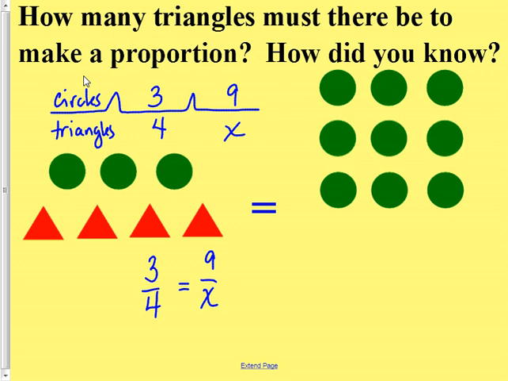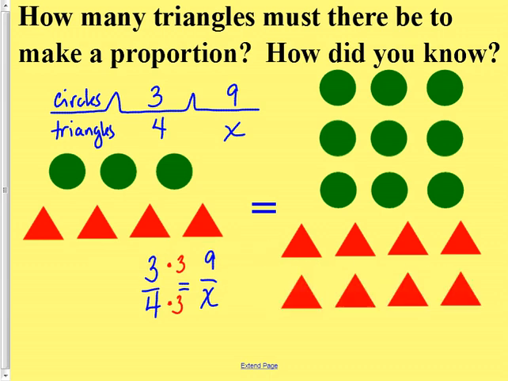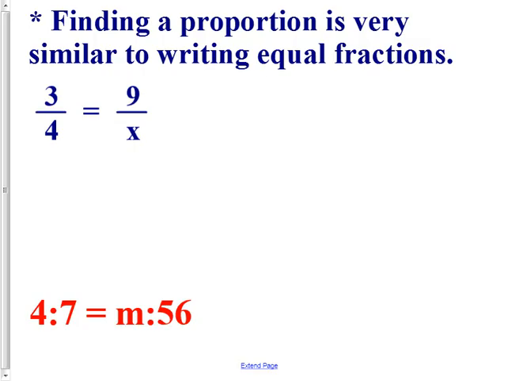This one's pretty easy to solve. I should be able to look at it and say, oh, well, if I have 3 times as many circles, then I need to also have 3 times as many triangles. So if there are 9 circles, there needs to be 12 triangles. So in this case, x is 12. I have to have 12 triangles, and that's how I can prove it. I need to be able to do that without necessarily drawing a picture. If you need to draw a picture, that's okay to do.